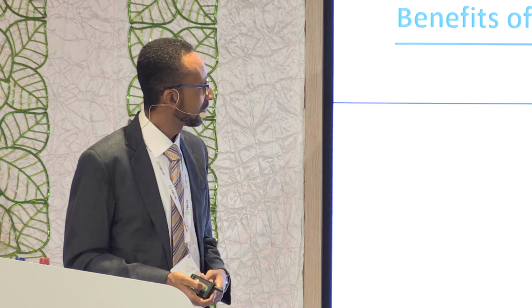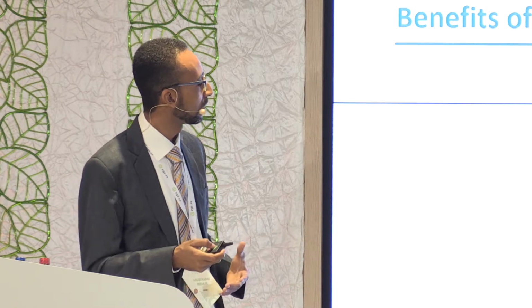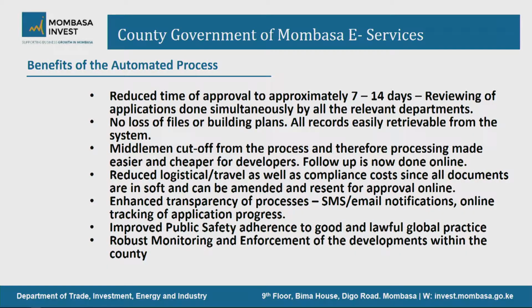So these are the benefits. Some of them are similar to the one for the e-single business permit, but I would like to highlight the reduction of turnaround time for the approval of the construction permit from an average of 1 or 2 months to between 7 and 14 days. So that is a plus for us and a plus for the private sector.